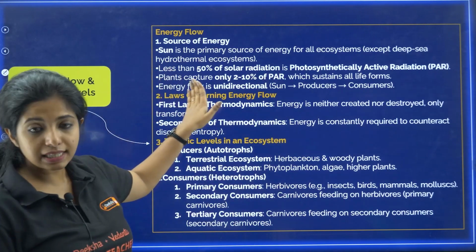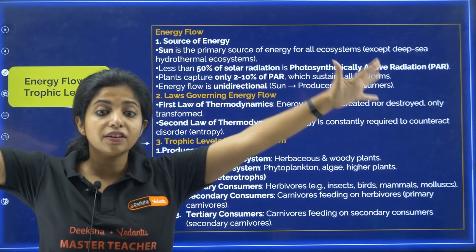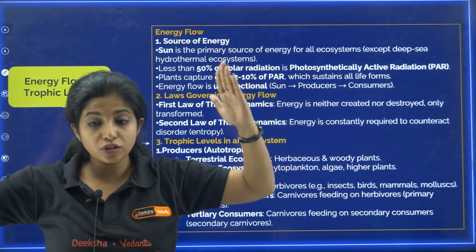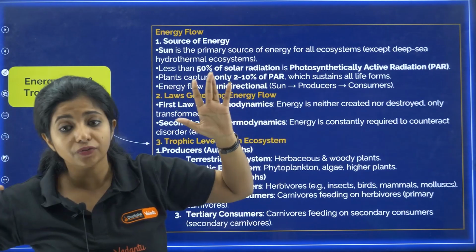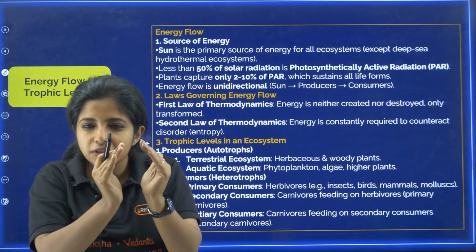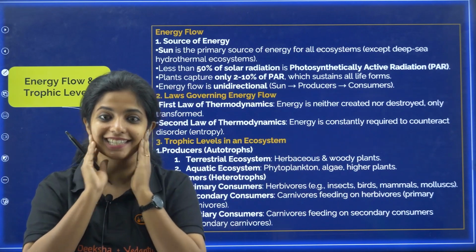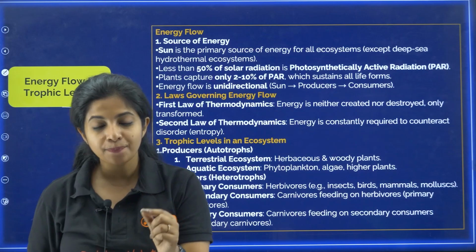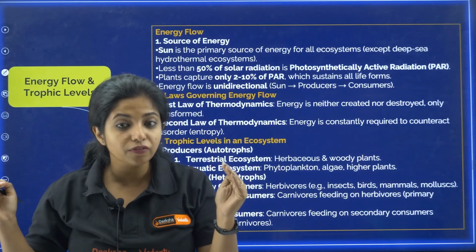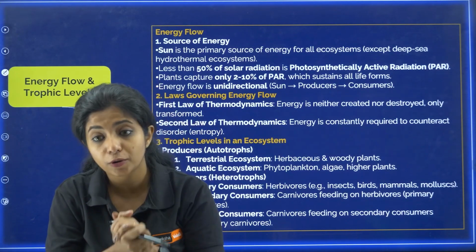Less than 50% of the solar radiation is photosynthetically active radiation. It's not like the entire solar radiation is useful for photosynthesis. Only 50% of the solar radiation is photosynthetically active radiation, which you call PAR. Plants capture only 2 to 10% of this PAR, which sustains all the life forms. Isn't it miraculous? These terms are again very important. In total solar radiation, only 50% is photosynthetically active radiation. Of this 50%, only 2 to 10% will be captured by the plants for the process of photosynthesis.